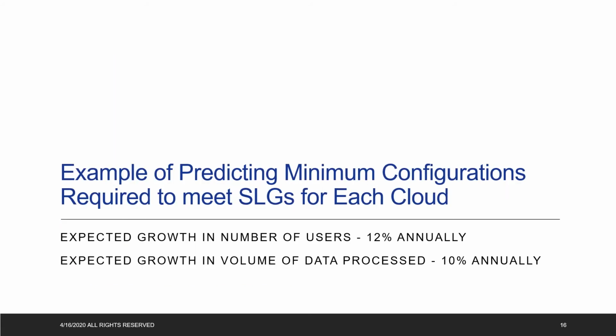Let's review several examples. And let's assume that the workload will be growing, or the number of users will be growing, at a rate of 12% per year. And the volume of data will be growing at a rate of 10% per year. And we will review an example of predicting the minimum number of instances and instance type which will be required to meet service level goals for each cloud.